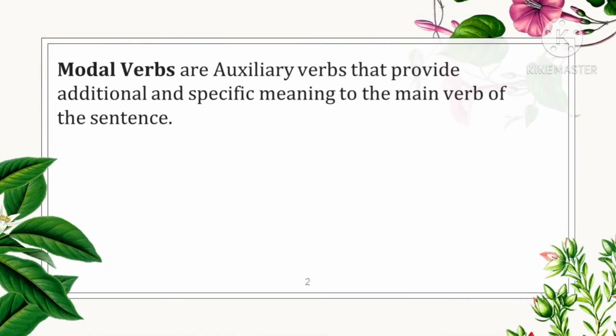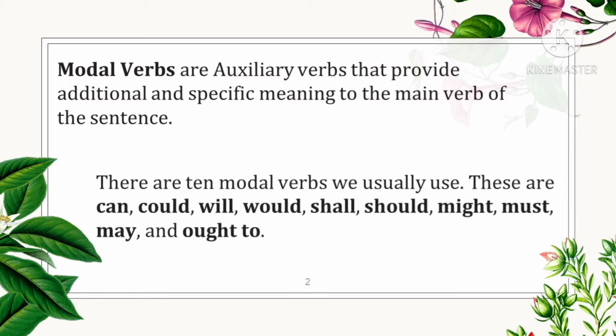Modal verbs are auxiliary verbs that provide additional and specific meaning to the main verb of the sentence. There are 10 modal verbs we usually use. These are can, could, will, would, shall, should, might, must, may, and ought to.